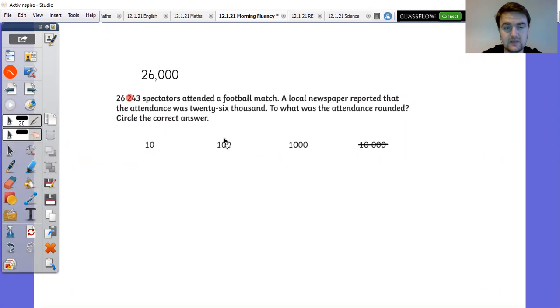I would double check just to see. If I was rounding it to the nearest 100, it would be 26,200. If I was rounding it to the nearest 10, it would be 26,240, which means that my correct answer is it's been rounded to the nearest 1,000.